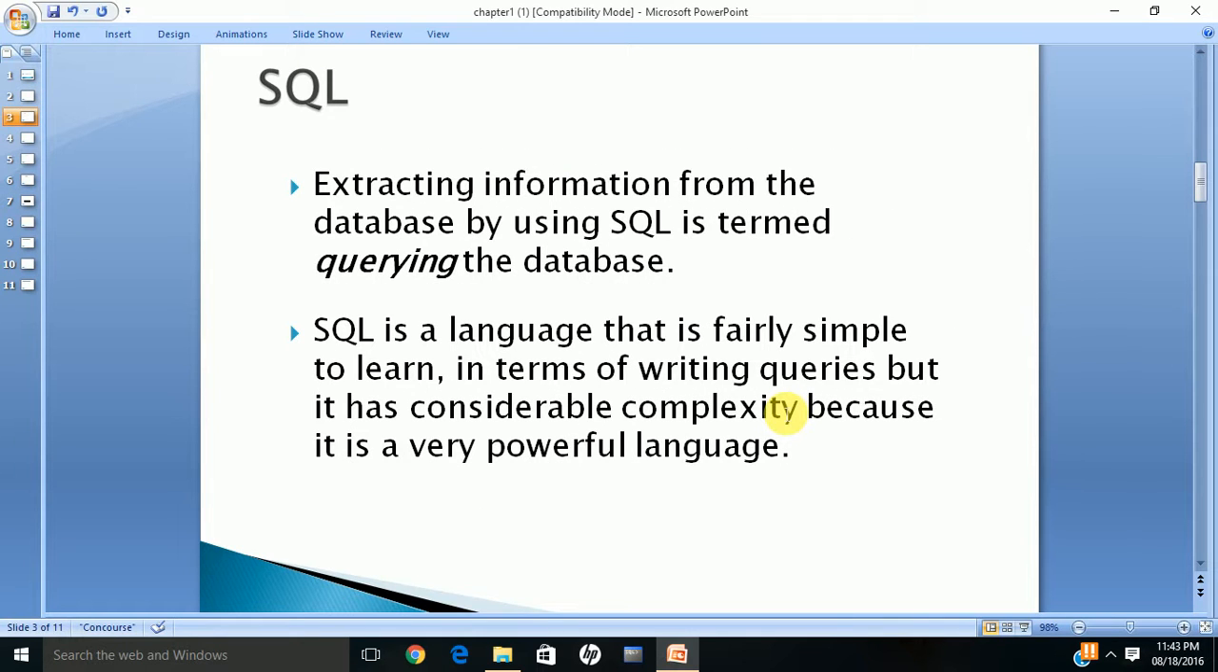Now, what is a query? Extracting information from the database by using SQL is termed querying the database. SQL is a language that is fairly simple to learn in terms of writing queries, but it has considerable complexity because it is a very powerful language.